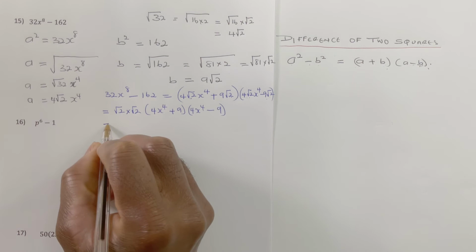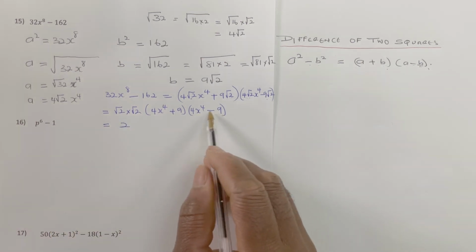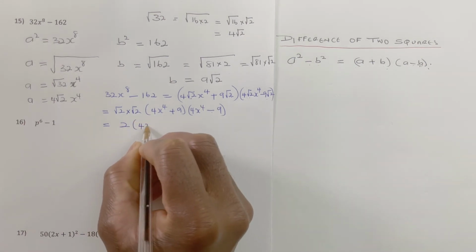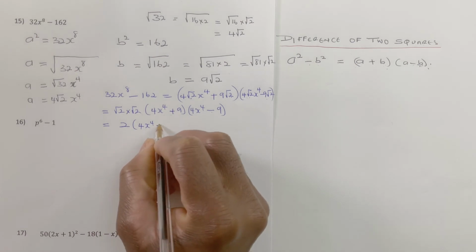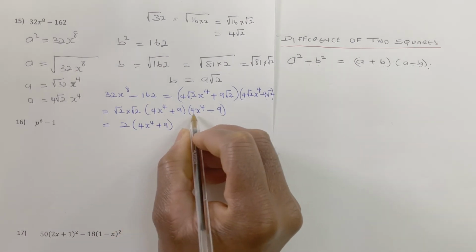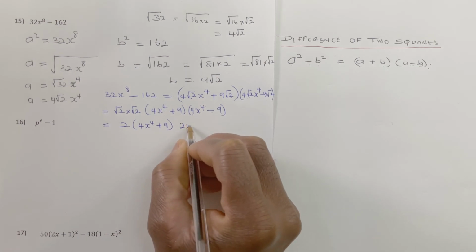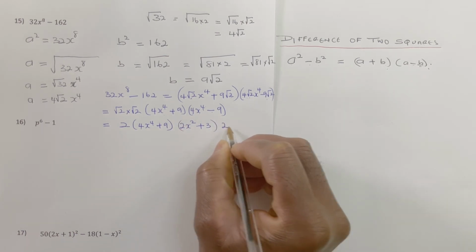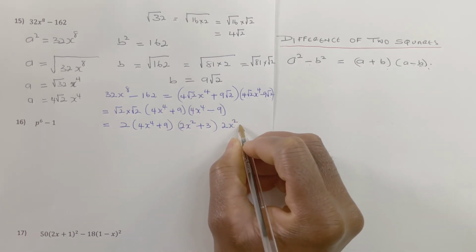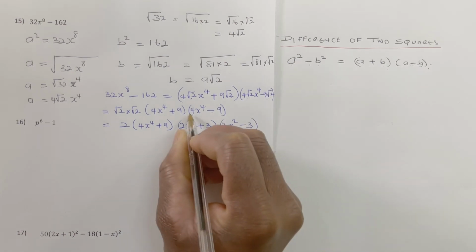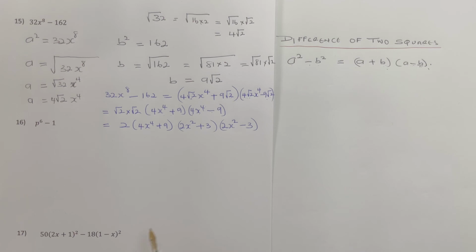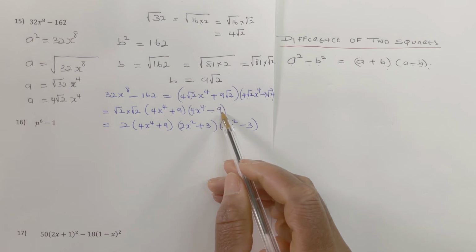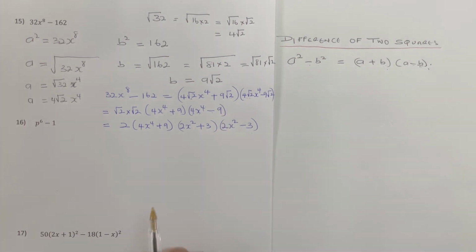Root 2 times root 2 is 2. This one is not a difference of two squares, but this one is a difference of two squares. So we can say 4 x to the power 4 plus 9, but that one is going to be 2x squared minus 3, 2x squared plus 3. That's what this is, because if you square root that, you're going to get 2x squared, and if you square root that, you're going to get 3. So that's the answer to that.